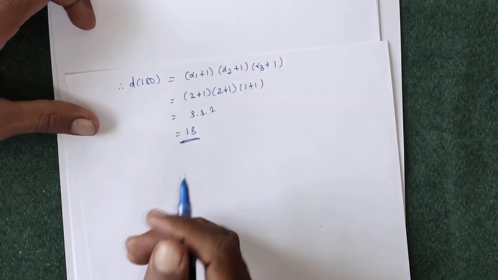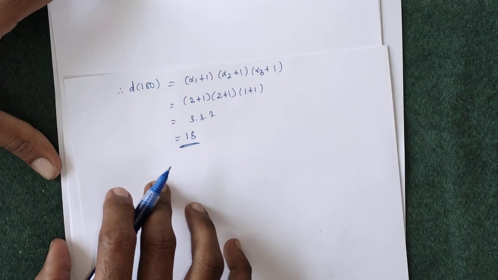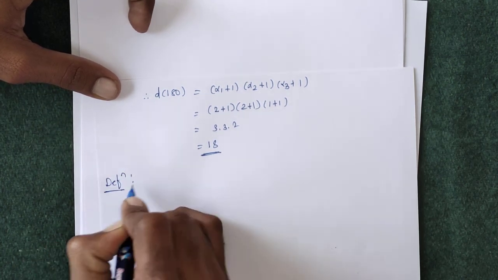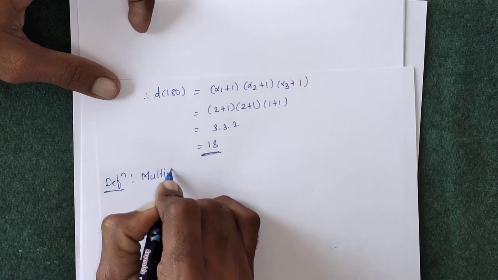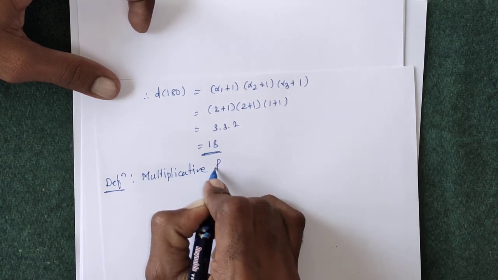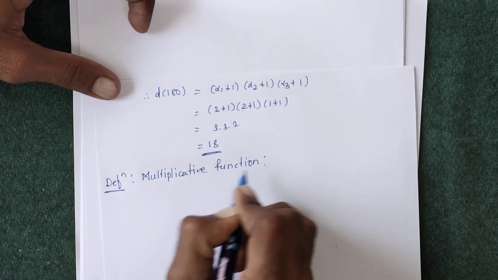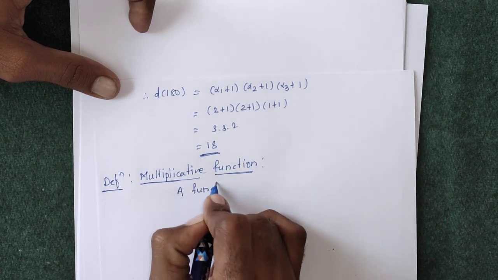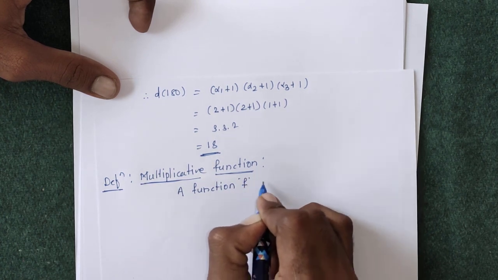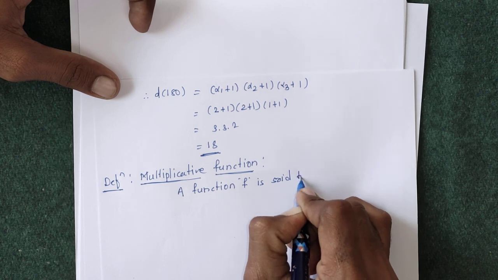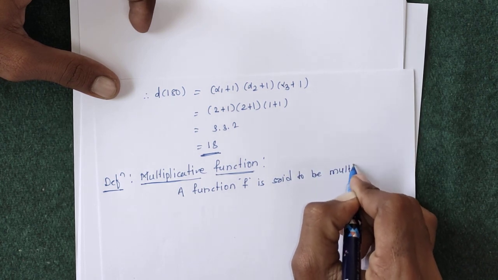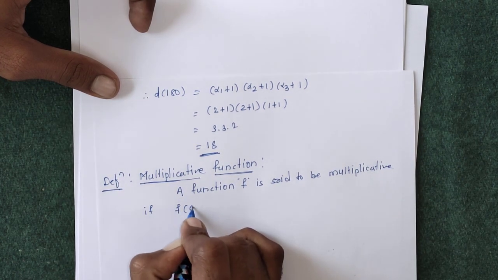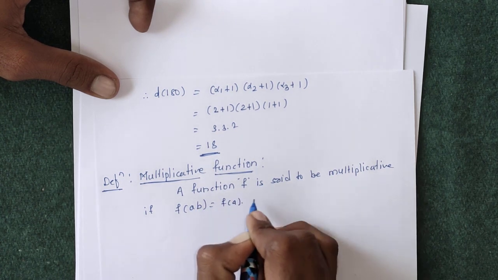Now the next definition is the definition of multiplicative function. A function f is said to be multiplicative if f satisfies this property, that is f of ab is equal to f of a into f of b.